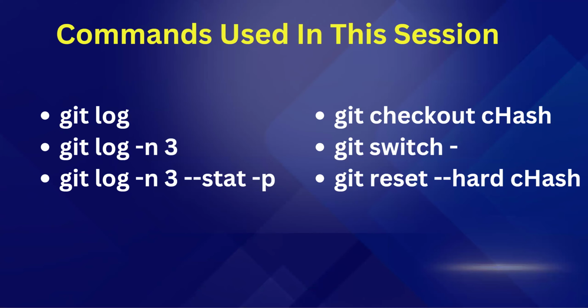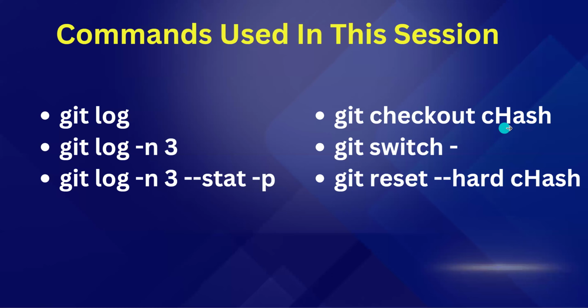To summarize today's session, what we learned is how to see the previous history with git log, and how to see only a few commits, like 3 commits or 5 commits. This is the option -n 3. And how can you see the last 3 commits along with the changes? We do --stat -p.